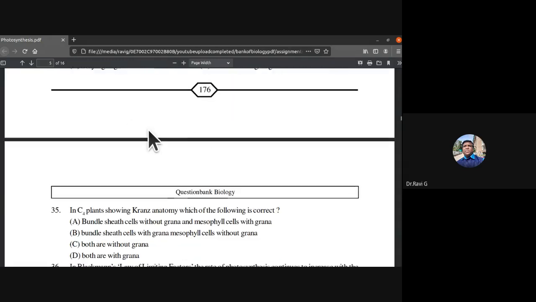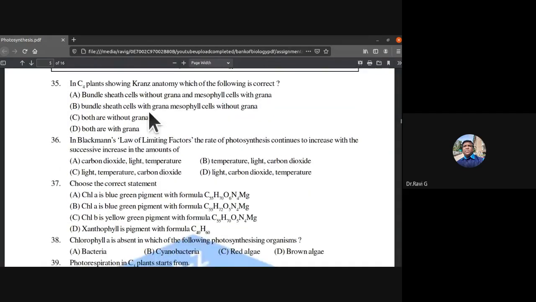Okay. In C4 plants showing Kranz anatomy, which of the following is correct? Bundle sheath cells without grana and mesophyll cells with grana, bundle sheath cells with grana and mesophyll cells without grana. Both are without grana, both are with grana. Which is the correct statement in this?